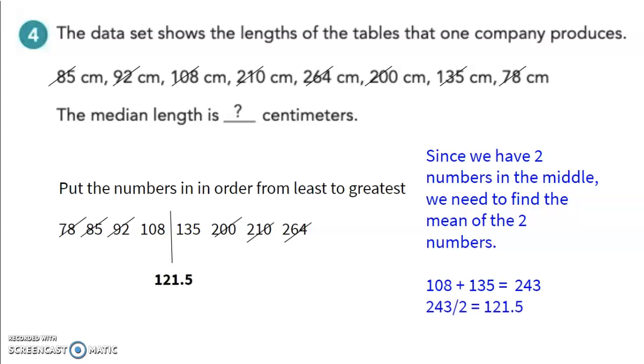So our median is 121.5. Sometimes the median is not actually in our data set, but it is still the middle value from all of the numbers.